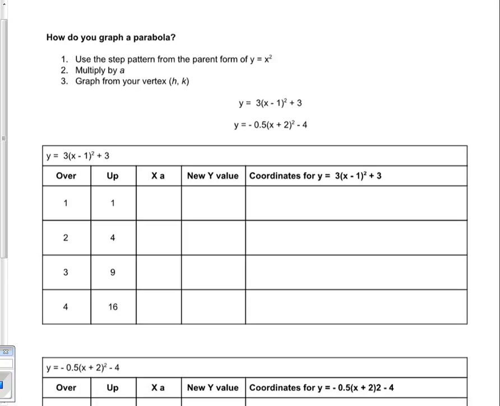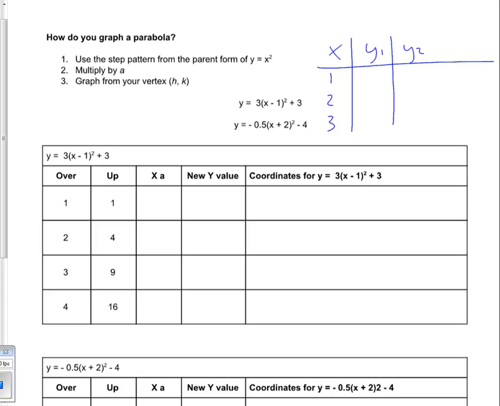I also want to review how you end up graphing a parabola. Really, what you're going to do is use the step pattern. When you've got your step pattern, you've got your x value, your normal y1 value, and then your y2 value, so your new translated version. Your x pattern indicates your over.